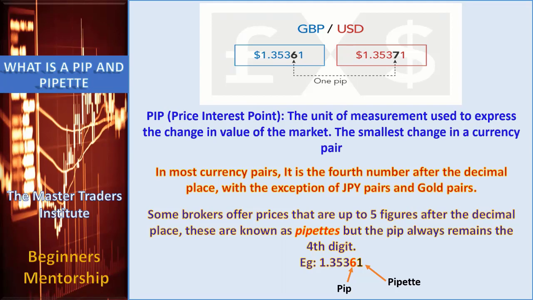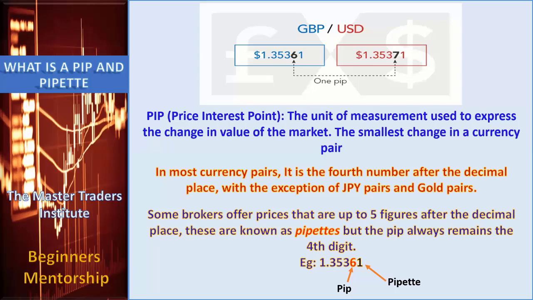Some other brokers give you 5 digits. The 5th digit after the decimal is called the pipette. While the 4th digit is called the pip, the 5th digit is called the pipette. So in this case, 1.35361, 6 is the pip, and the 1 at the end of it is the pipette.